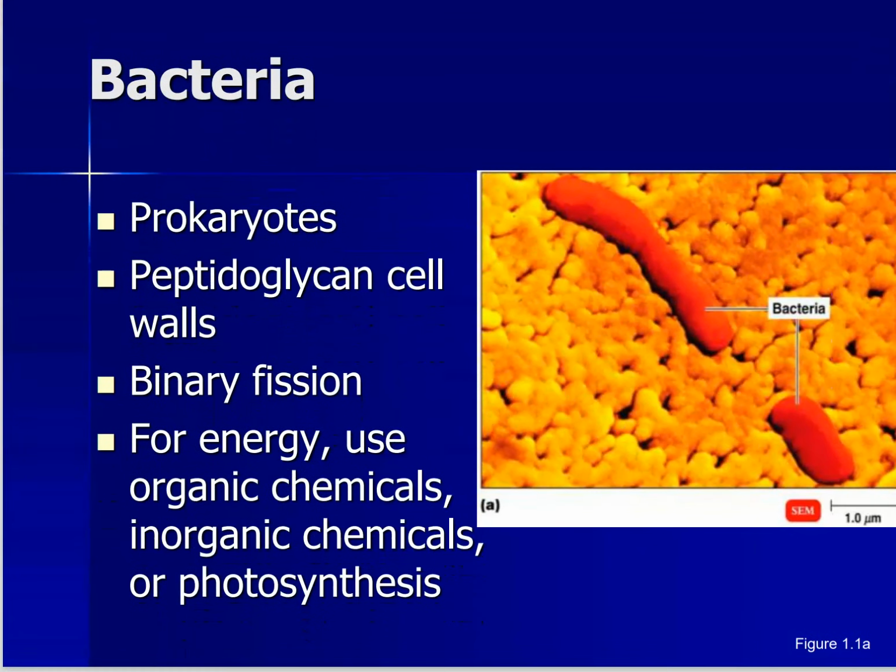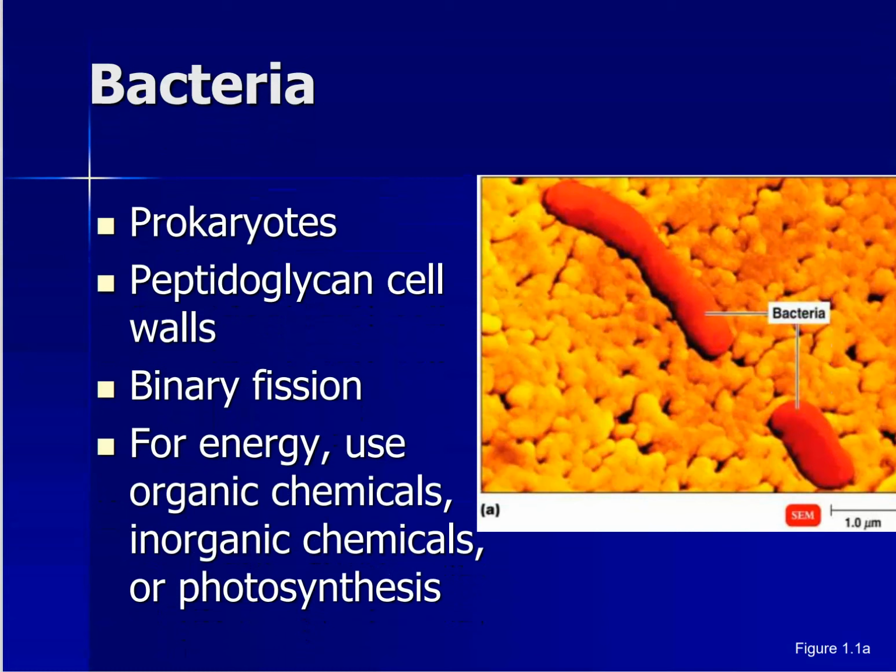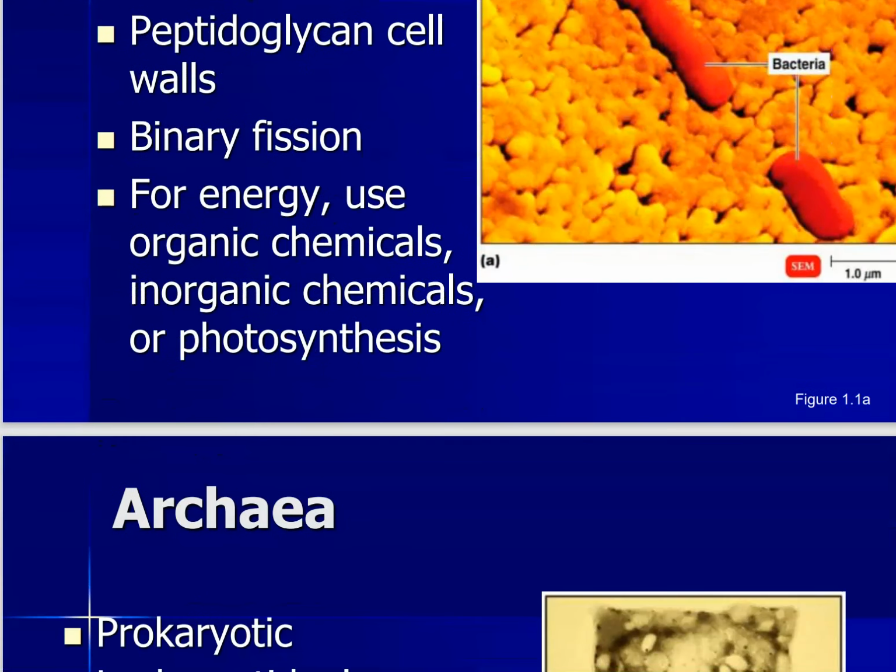Take a first look at some of the characteristics of bacteria. They are definitely prokaryotes. That means they have no nucleus, no membrane-enclosed nucleus that holds the genetic material. They do have peptidoglycan cell walls, and they divide by binary fission. Those are some of the basic characteristics. And they have a variety of different types of metabolism. All of that we will get more detail on later.